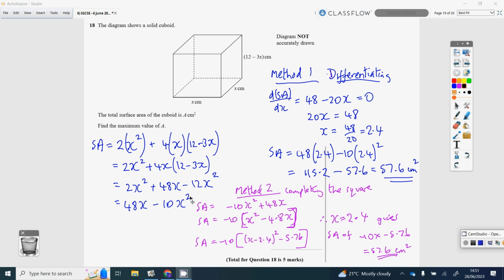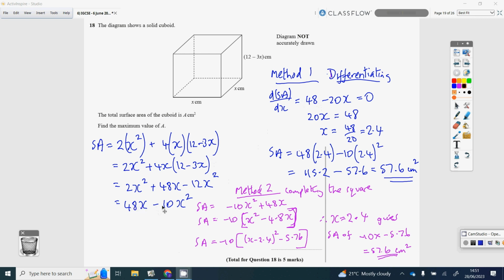Now, there's two ways you can then work out the maximum value. You can either use the blue method I've used over here of differentiating, and I think that's quicker. But if you're not comfortable with differentiating, you could do this purple method by completing the square. So if I were you, I'd work through both and then decide which one you would be more comfortable with.